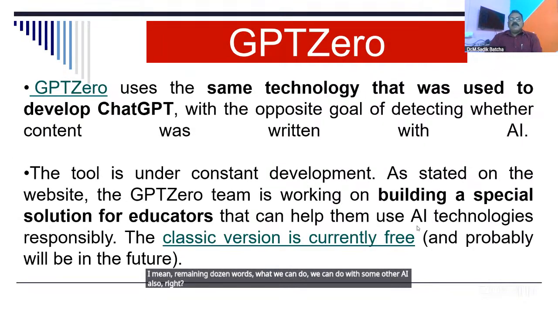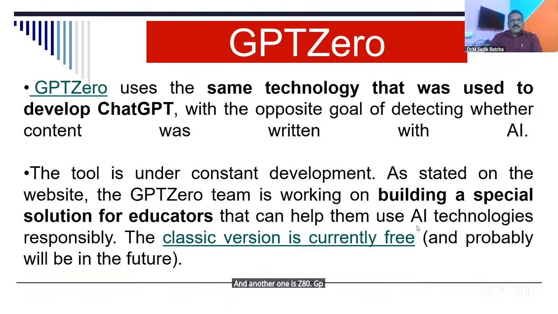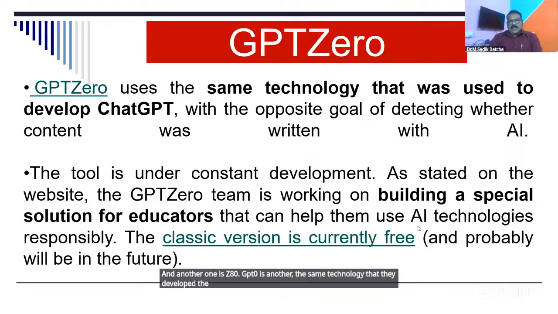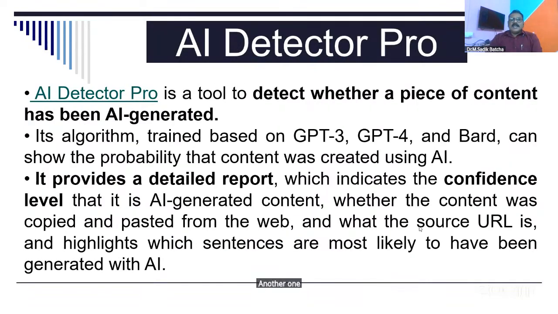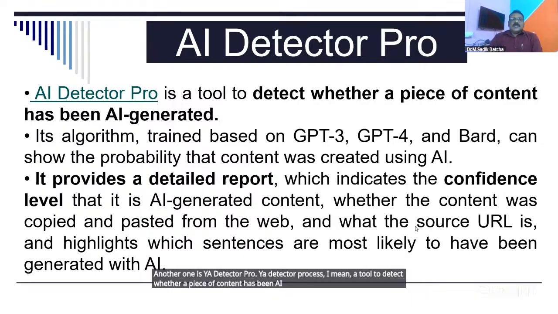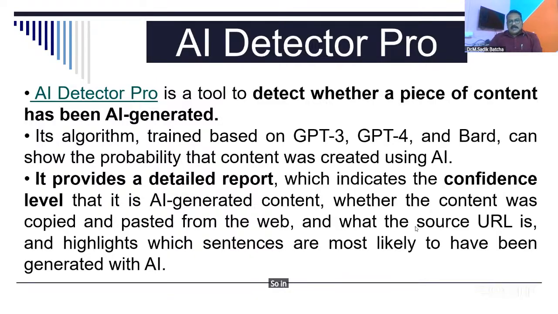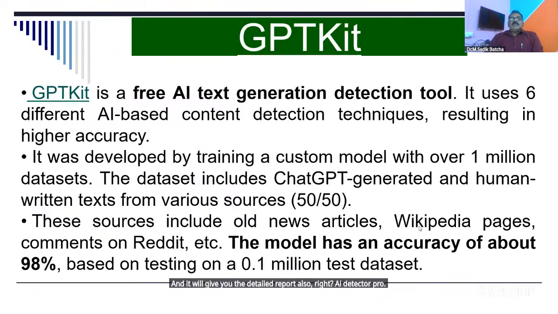Another one is GPT Zero. GPT Zero is from the same technology that developed ChatGPT. Actually, this is free; the classic version is currently free. GPT Zero. Another one is AI Detector Pro. AI Detector Pro is a tool to detect whether a piece of content has been AI generated or not. In its algorithm, GPT-3, GPT-4 and Bard are used, and it will give a detailed report also, right? AI Detector Pro.